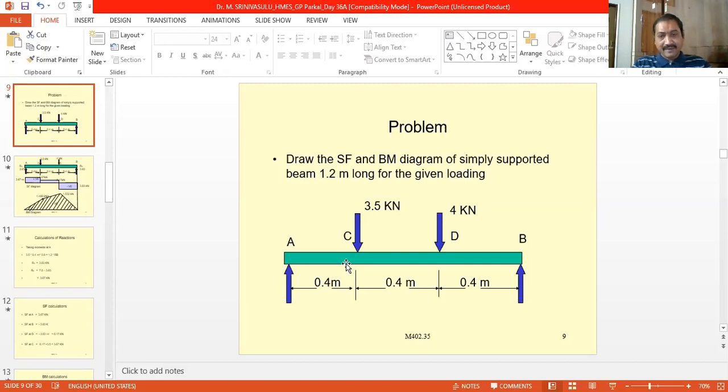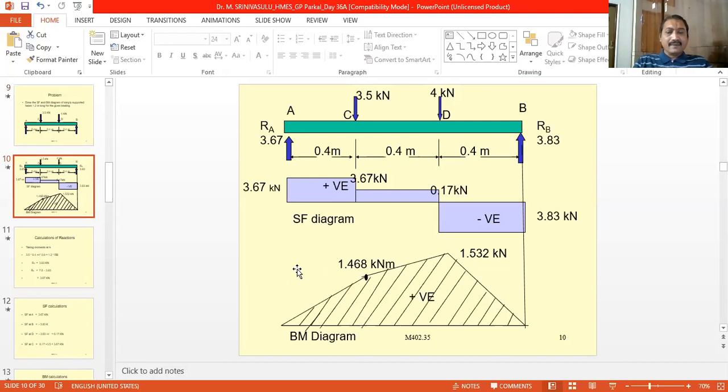Now for this we have to draw the SF and BM diagrams. So first of all we should find out the support reactions, then we have to go for the SF and BM diagrams. Here the loading diagram is already given, and whatever loading diagram is given, you must copy. So the same loading diagram is copied here.